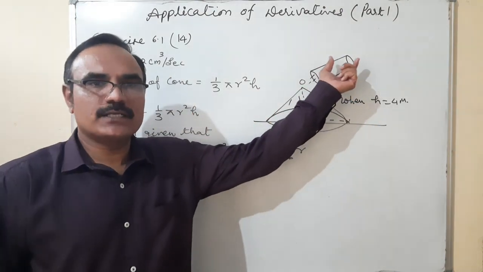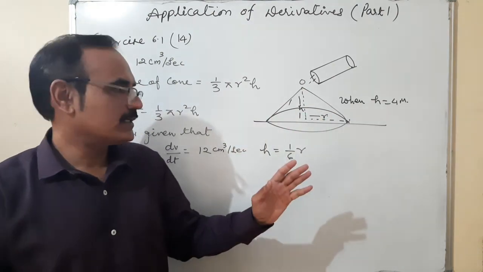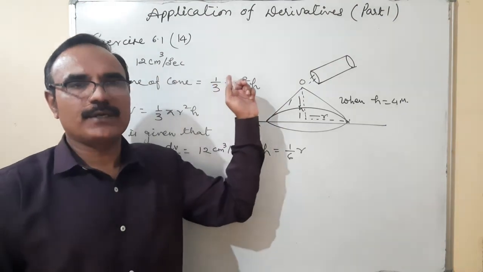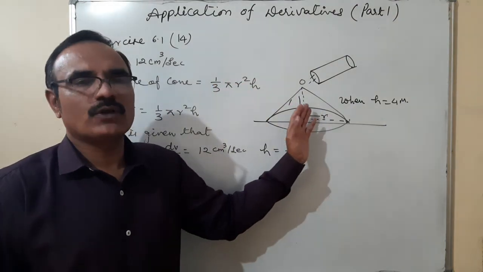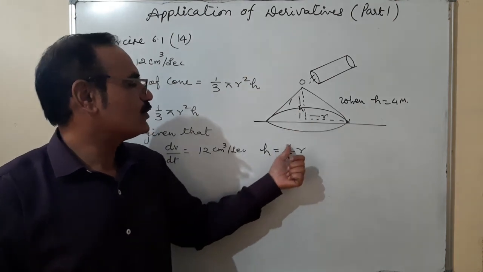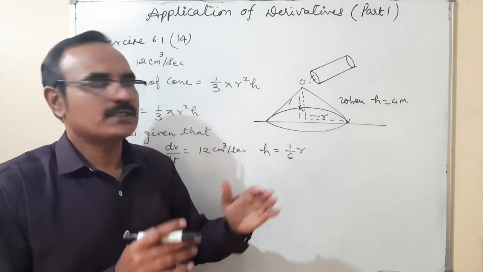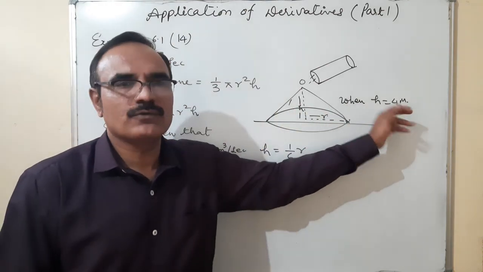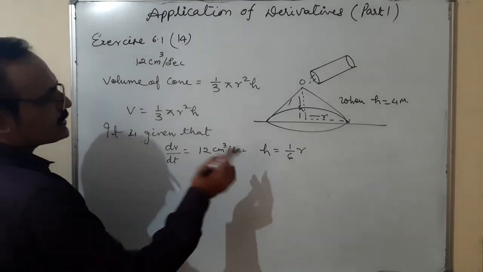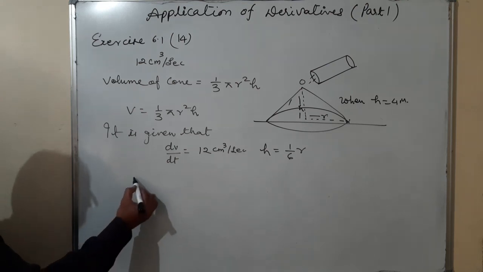Through the pipe, the sand is being poured on the ground. It is forming a cone, and it is pouring at the rate of 12 centimeter cube per second. The condition is always that in this cone, the height is equal to 1/6 times the radius. We are going to find the rate of change of the height at the time when the height is equal to 4 meter. So dV by dt is equal to 12 centimeter cube per second, which is given. Volume V is equal to 1 upon 3 pi r square h.